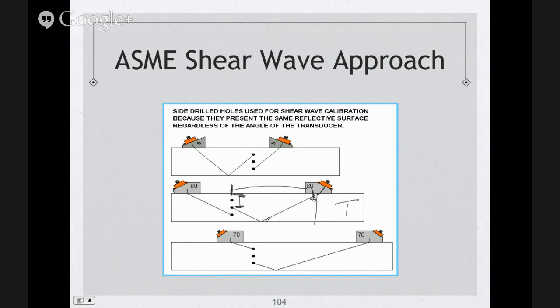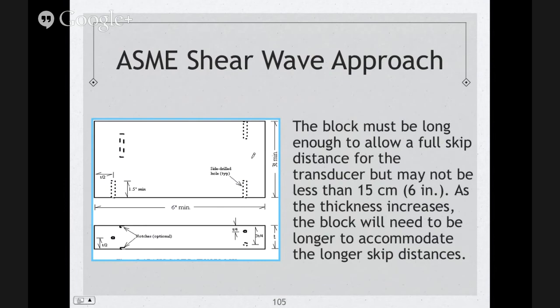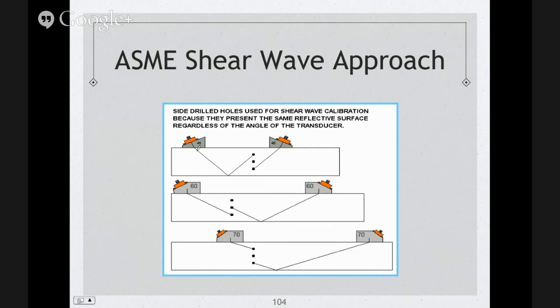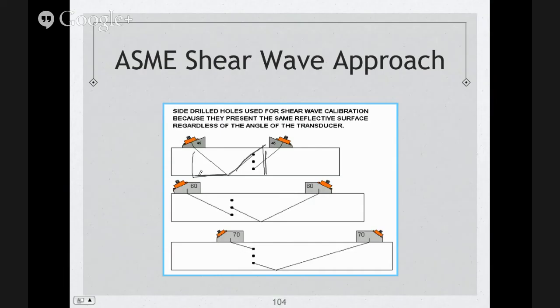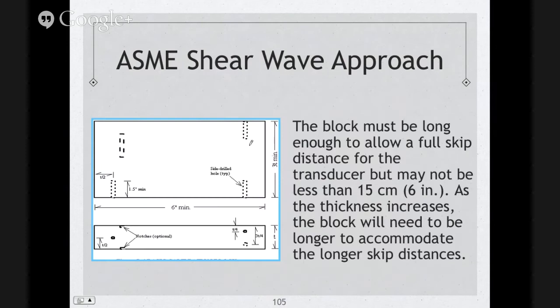The block must be long enough to allow for a full skip distance. We know that a full skip is what? This is half a skip, the first triangle, and so this is a full skip. Why would you want a full skip distance? If you're checking a weld or something, you'll see why. The block must be long enough to allow for a full skip distance for the transducer, but may not be less than 6 inches. As the thickness increases, the block will need to be longer to accommodate longer skip distances.